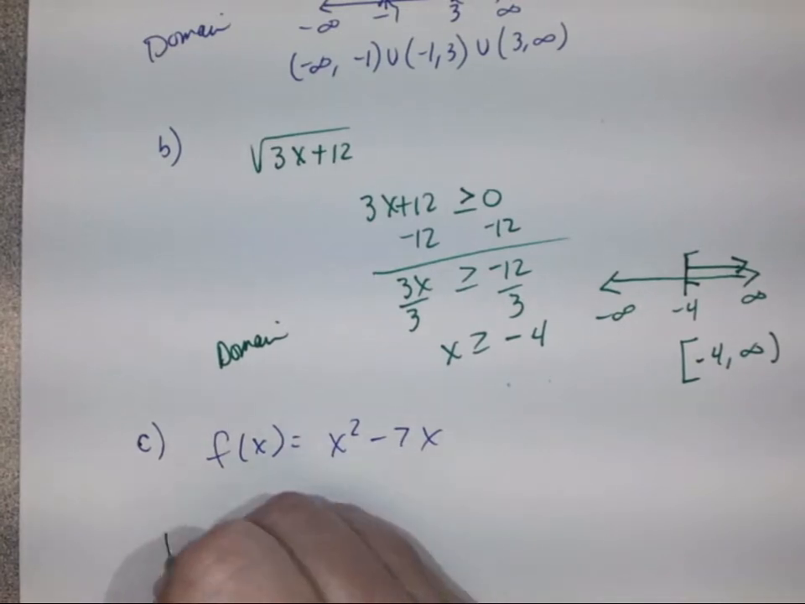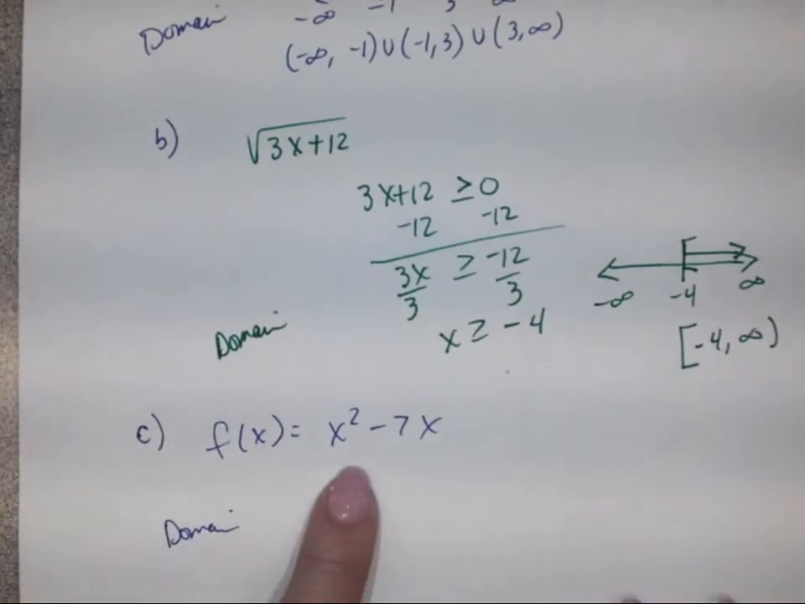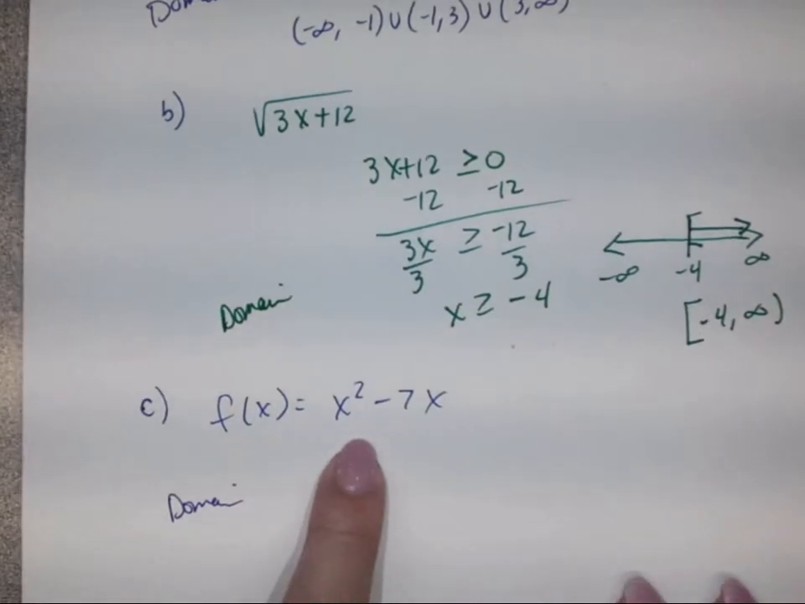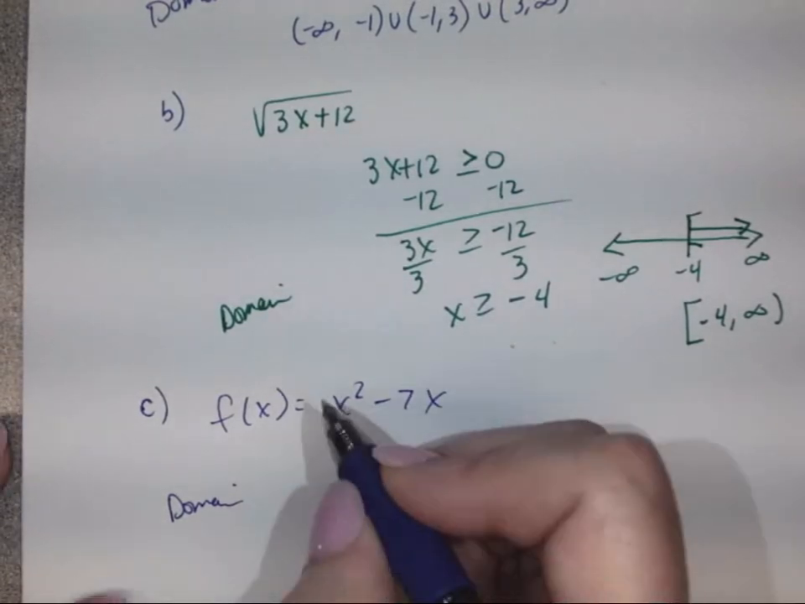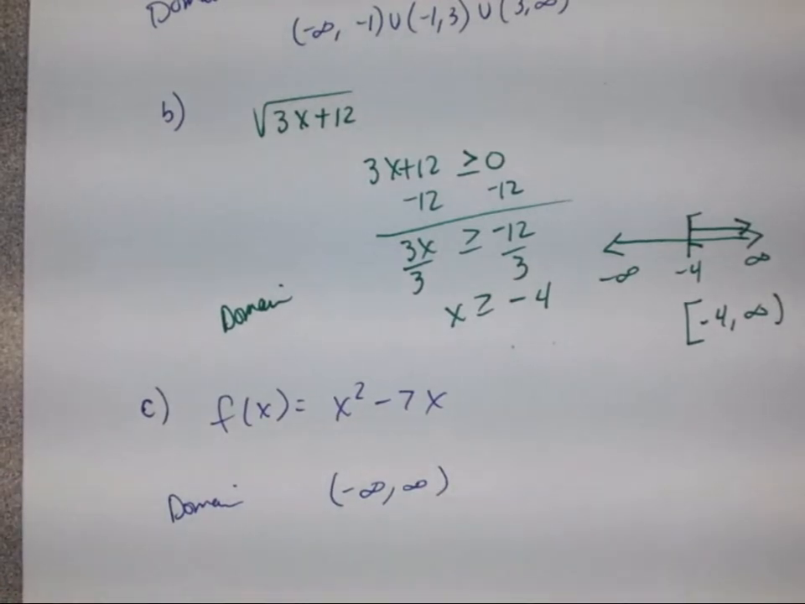So in this case, if I'm looking for the domain, do I have any issues? Do I have a denominator? Nope, there's no denominator. Do I have a radical? Nope, there's no radical. So there's nothing I have to worry about. So my domain in this case will be negative infinity to infinity. So there's those two parts that you've got to worry about, dividing by 0 and taking the square root of a negative number. So the next thing we're going to talk about is the algebra of functions.